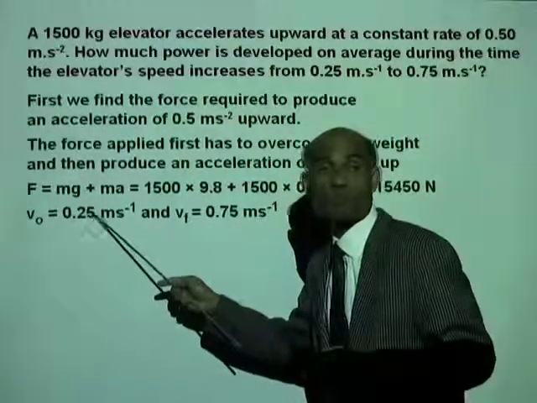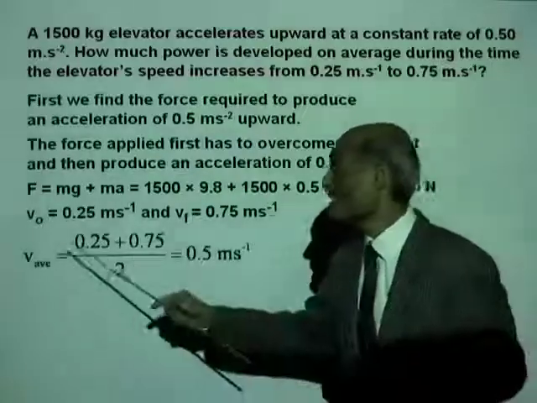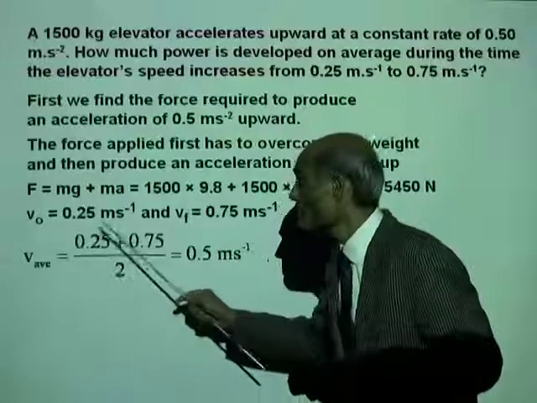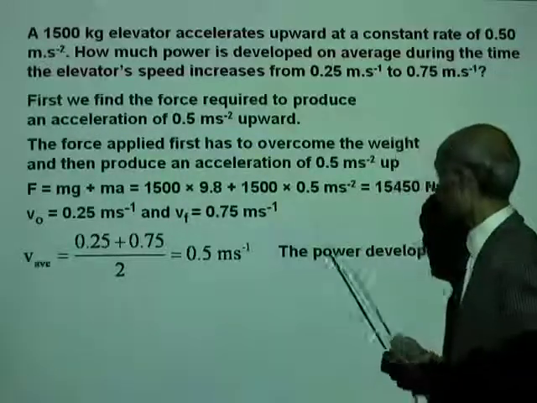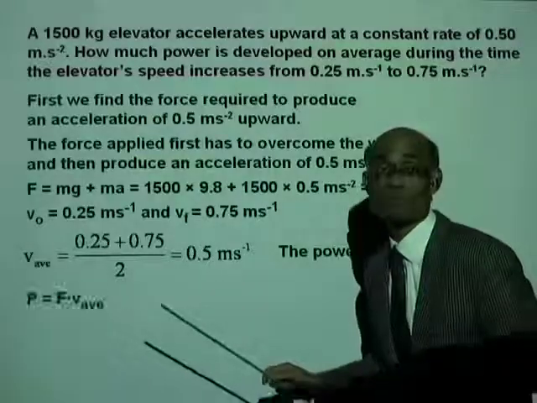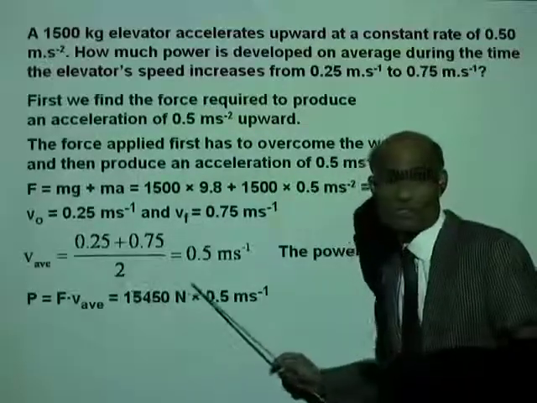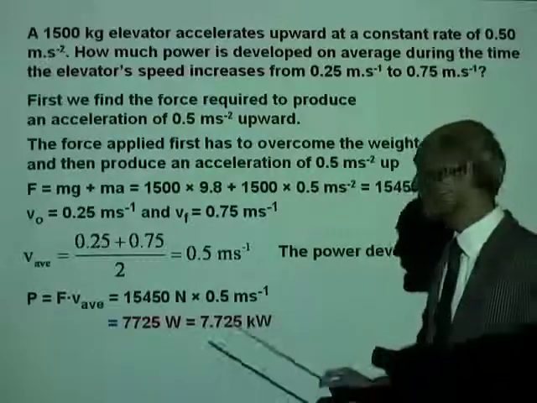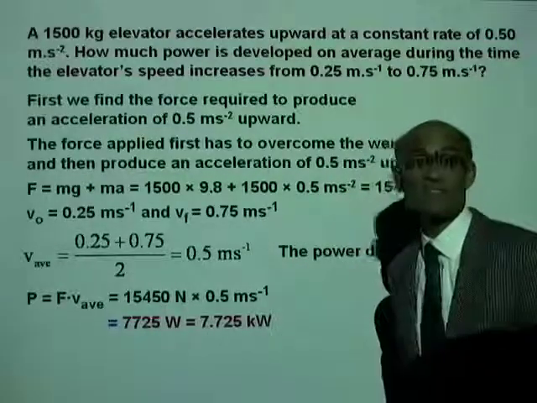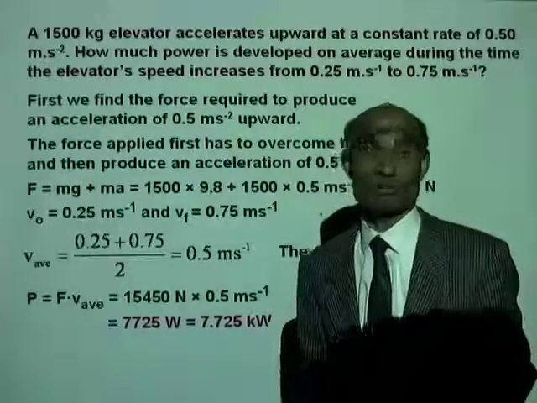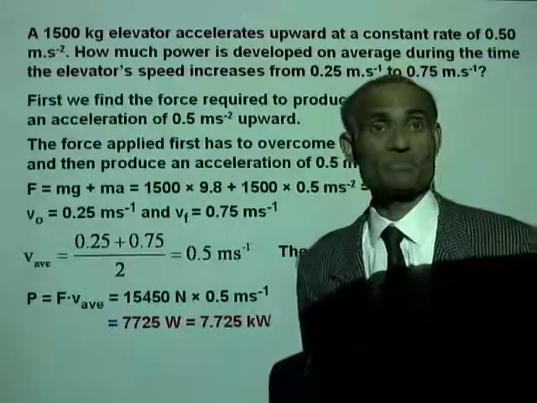The initial velocity is 0.25 meter per second. The final velocity is 0.75 meter per second. Therefore, the average velocity is V0 plus Vf over 2. That is 0.5 meter per second. And so, what is the power developed for this purpose? Power developed is the force multiplied by the average velocity. This is the force, this is the average velocity. Therefore, the average power is 7,725 watt, which is 7.725 kilowatt. I hope this concept of power connected to average velocity is clear to you now.